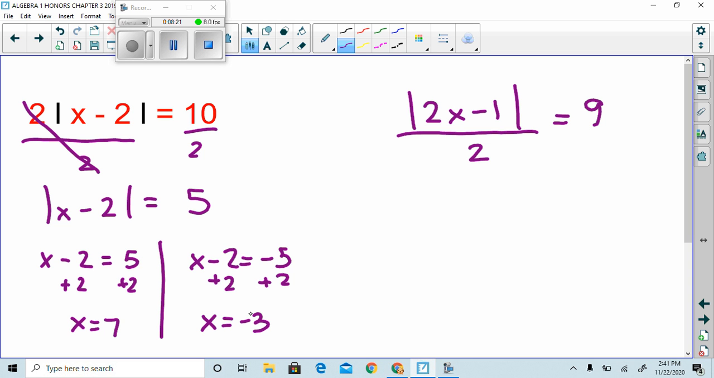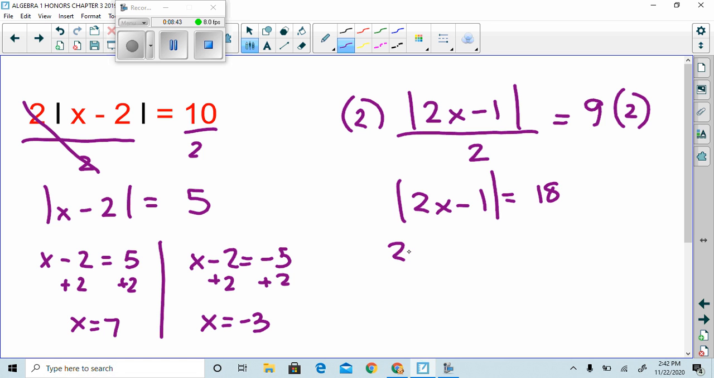If we don't isolate the absolute value expression first, we're not going to get the right answer. Let's multiply by 2 on both sides. And we're going to get 2x minus 1 is equal to 18. And then we'll get the two equations. We'll start by adding 1.